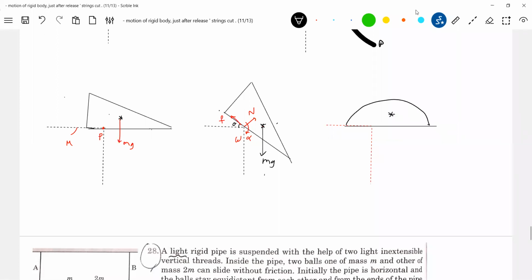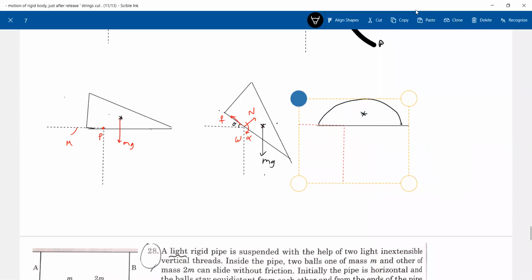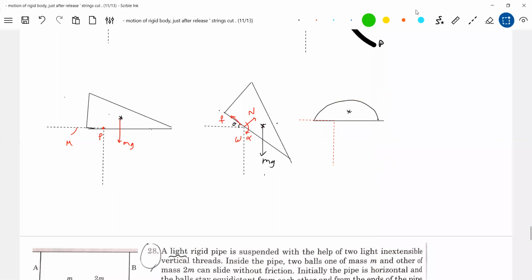So after some time it will tip. At least you must have a basic idea of what will happen there. This is what happens. First it will rotate, so theta. The center of mass will be somewhere here. The friction will act here.